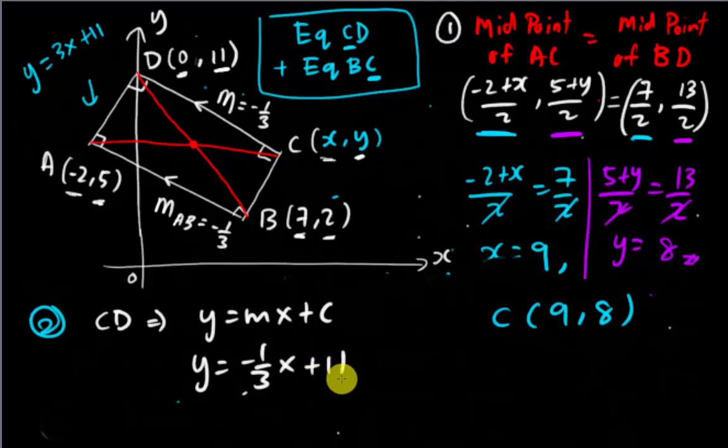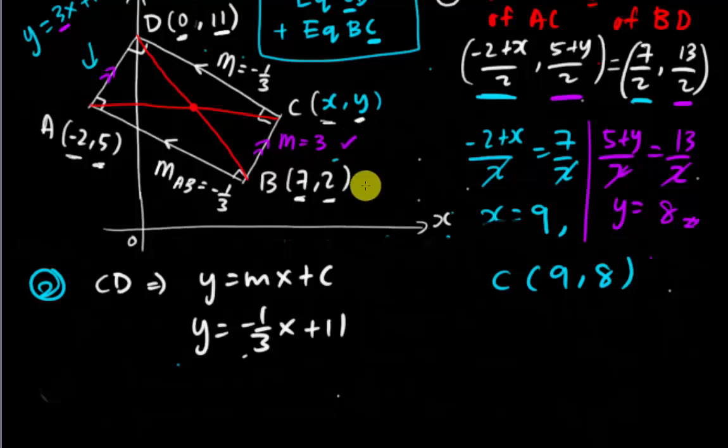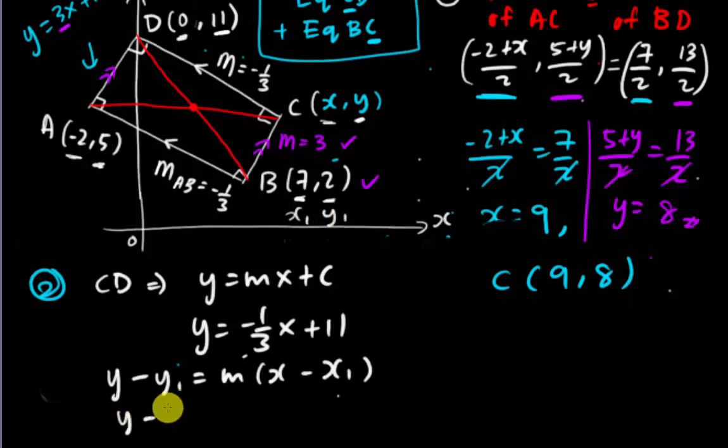Now I have the equation of CD, and I will need to find the equation for BC. I know they have the same gradient as well. For the equation of AD, the gradient is 3. So I know for CB, the gradient is 3 as well. Then over here, we need one gradient and 1 point. So I'm going to use y minus y1 equals m times x minus x1 to form the equation. This is my x1 and this is my y1. So I say y minus 2 equals m, which is 3, times x minus 7.